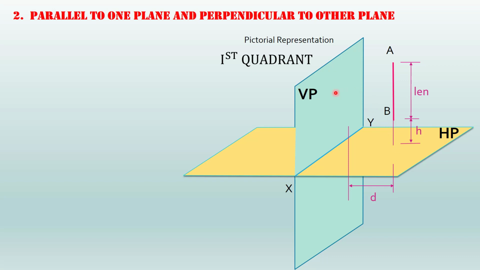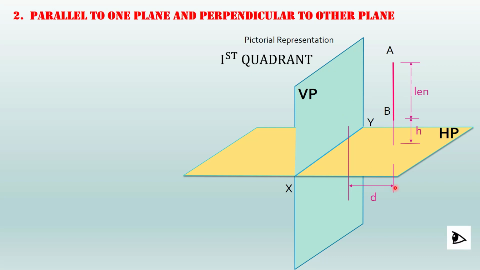At the same time, it is parallel to the vertical plane. So here LEN denotes the length of the line, and the point B, the original point B, is at a height of small h above the horizontal plane. Now the distance of the line from the vertical plane is given as small b.